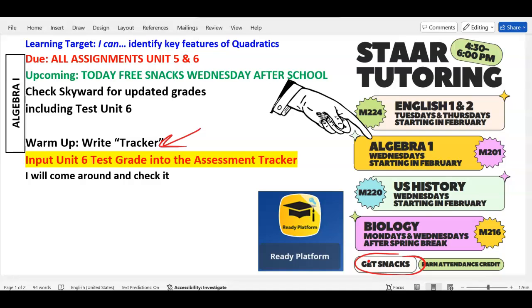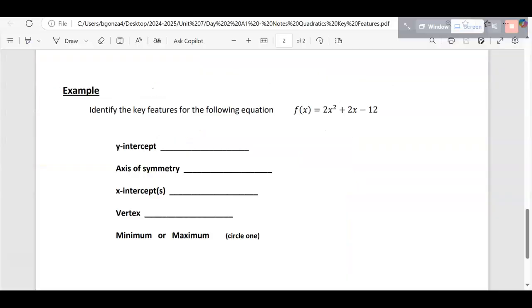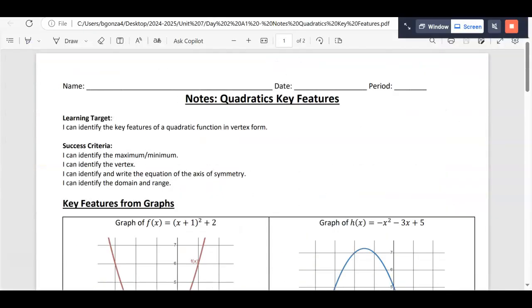Cool. Now, here's what we're doing today. Let me pass this out. Whether you're in my class or Mr. Luna's class, we're doing notes on how to find key features. It's going to be pretty easy. You just got to pay attention. The more we pay attention, the less time this takes, and then you can do your thing after that, okay?